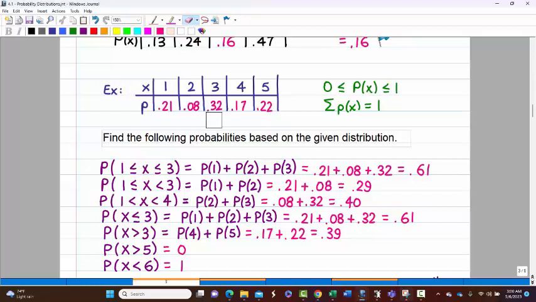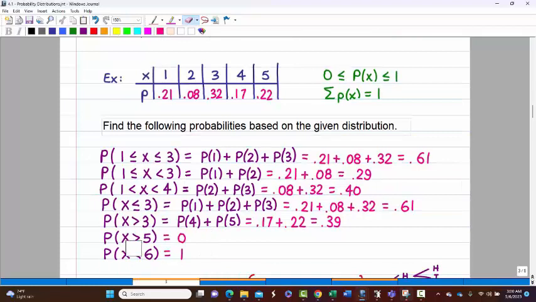Obviously, that's different than greater than or equal to 3, which would include the 3. But strictly greater than 3 would only be the 4 and the 5. So we add those 2 up. And greater than 5, there are no x's greater than 5. That would be 0. Less than 6, they're all less than 6. Add them all up. That probability will be 1.